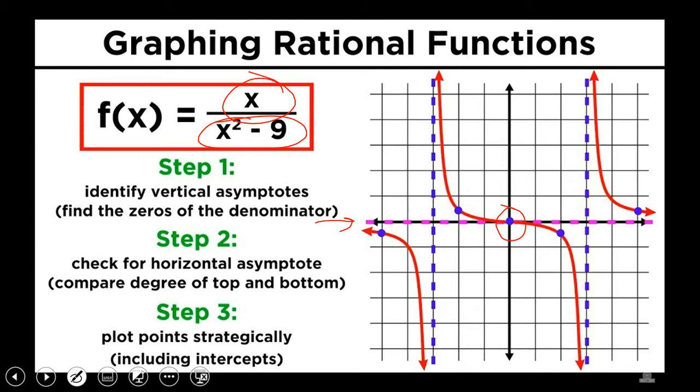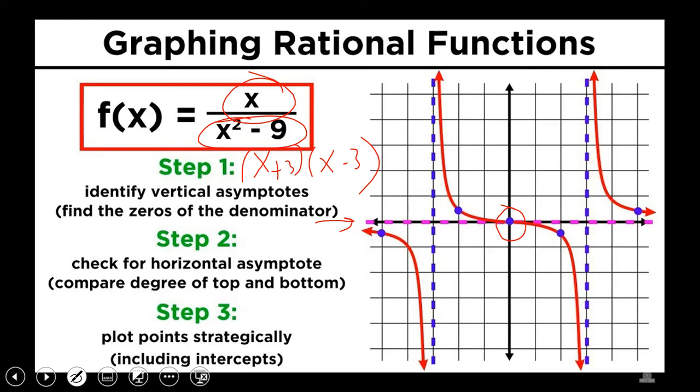How do you know where the asymptotes are? Well, you factor the bottom, x plus 3, x minus 3. Because of the fact that there were no common factors, that's how you know that they are vertical asymptotes as opposed to being holes. And then once you have all that information, you could then continue to plot additional points as needed. And that's how you would get the graph that is shown.